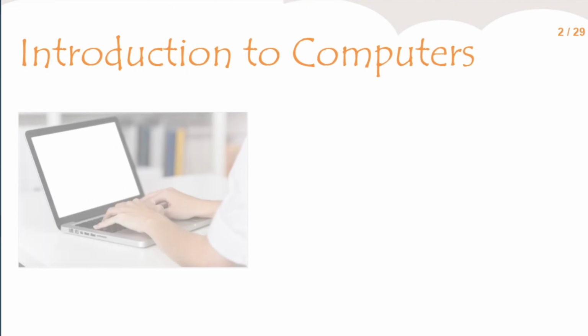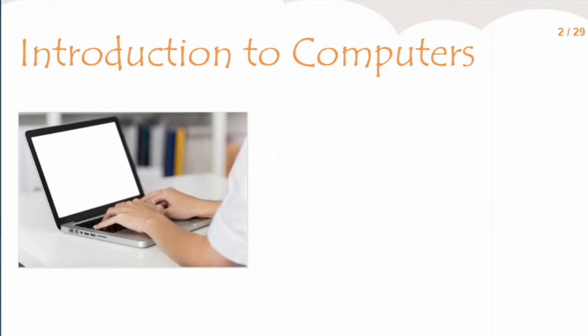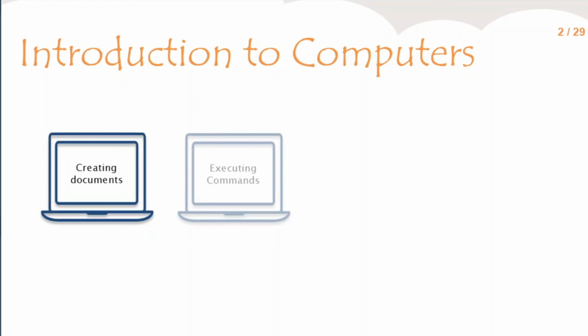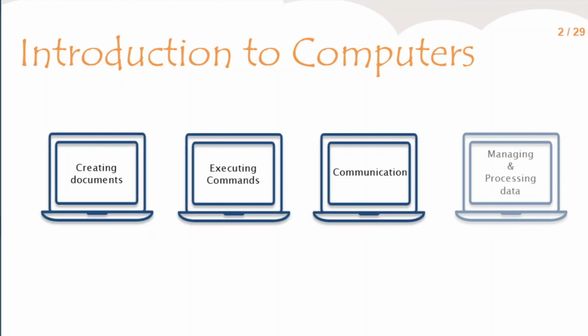To start, to understand hardware, we must first understand computers. A computer is an electronic device used to store and process data. A computer enables users to work smarter and faster. A computer may be used for several purposes: creating and editing documents, executing commands, enabling communication, and managing and processing of data. Click each task to learn more about it.